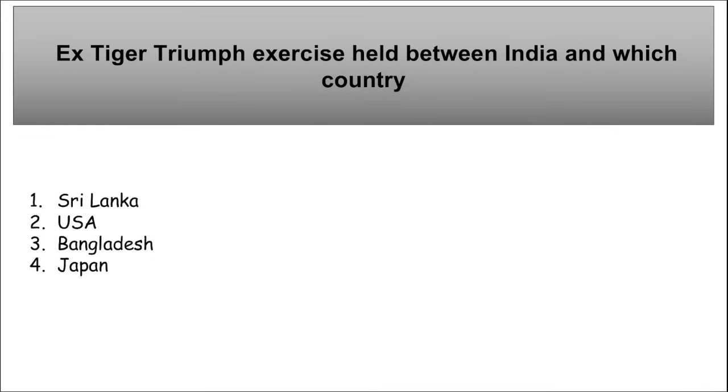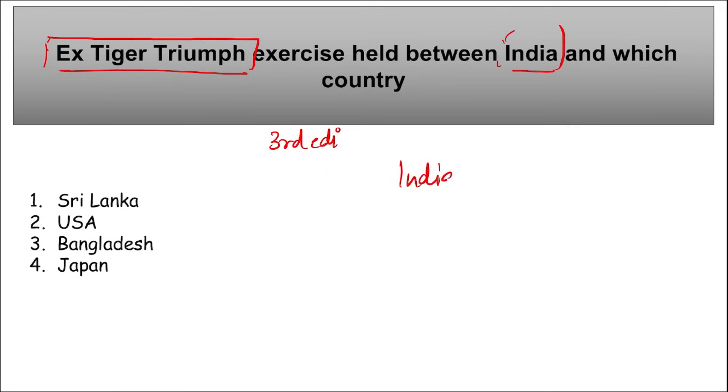Next is international affairs. We are talking about Exercise Tiger Triumph. This is the third edition of this exercise, which was held recently. This is an exercise that is held between India and which country? So Tiger Triumph is an exercise held between India and the United States of America. This is a tri-service exercise.